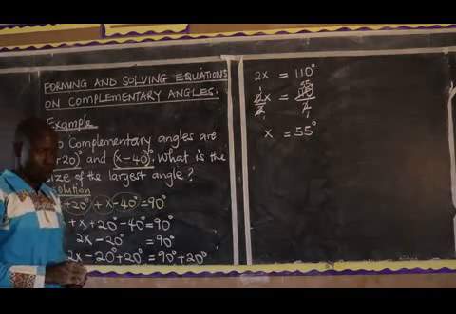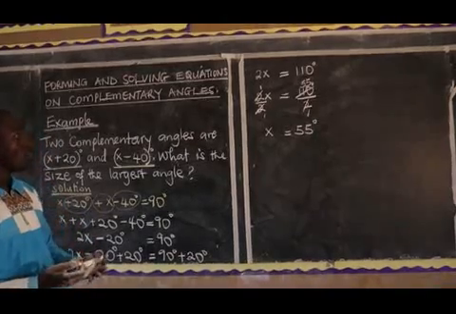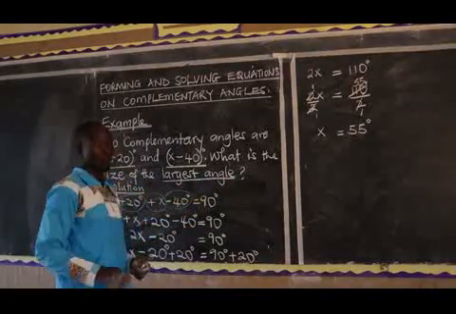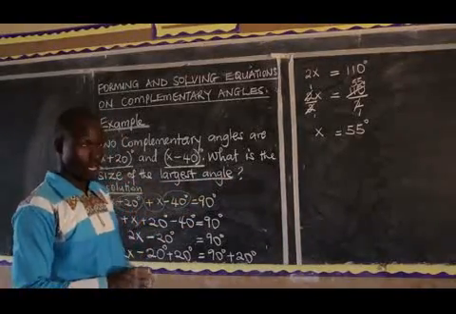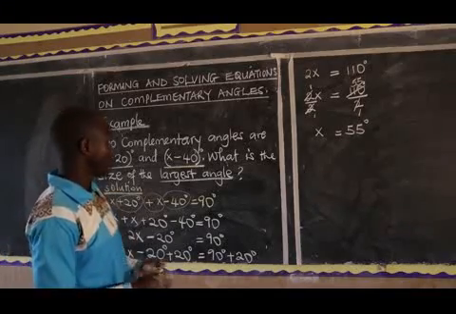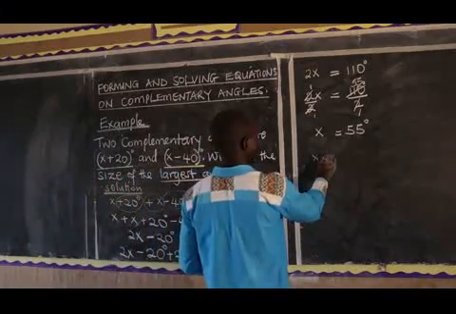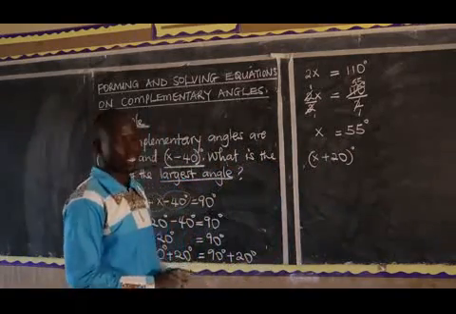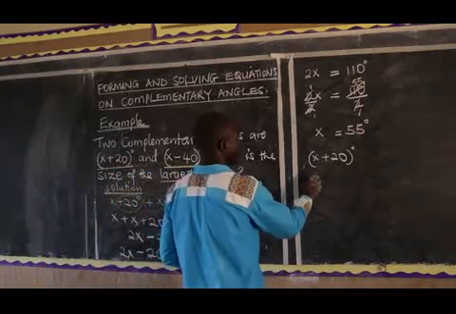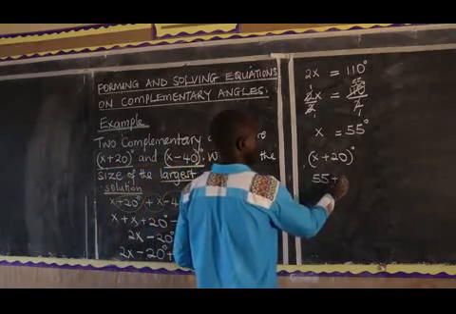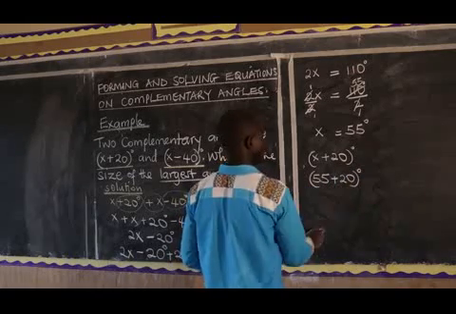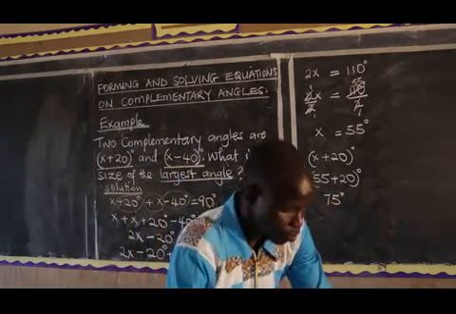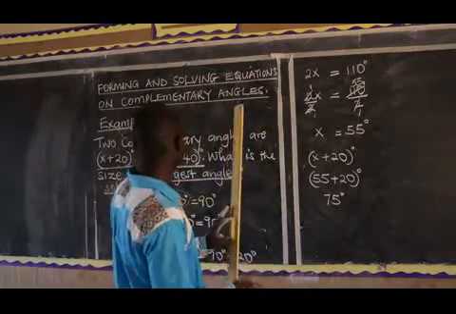Now, when we reach here, class, we have just found the value of the unknown x. However, for us to determine the size of the angle which is the largest, we need to substitute into each angle in the question. So we shall have x plus 20 degrees, where x will be replaced by 55 plus 20 degrees, and this will give you 75 degrees. So this is one of the angles.